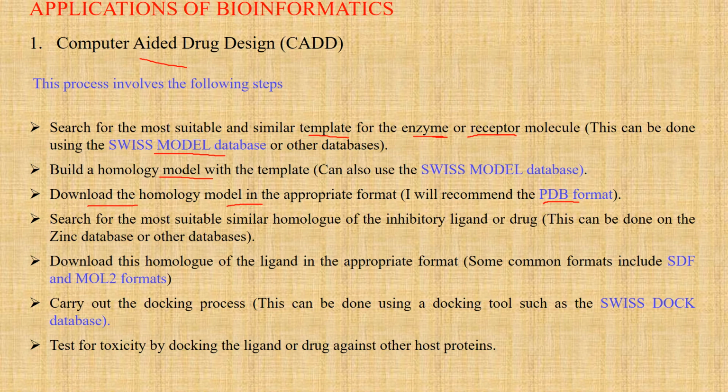Now, when you have downloaded it, you store it in your computer. Then you go ahead and search for the most suitable and similar homolog of your inhibitory ligand or drug, the inhibitory ligand or drug that you want to design. And this can be done on the ZINC database, or other databases. And when you have found the most suitable and similar homolog, you now download this homolog of the ligand in the appropriate format.